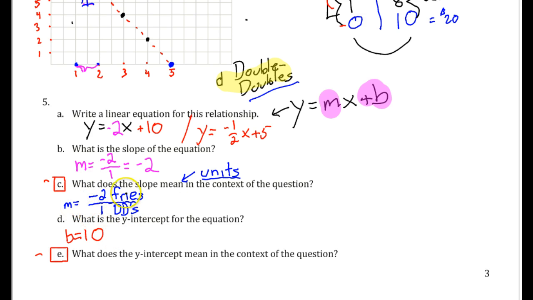My slope? For every 2 orders of fries I don't get, I can buy 1 more double double. Does that make sense financially? 2 orders of fries cost $4, and 1 double double costs $4. So it makes sense that for every 2 fewer orders of fries, I'd save $4. Therefore, I could now buy 1 more double double that costs $4. So the top and bottom are equal to each other. Okay? Top and bottom are equal.